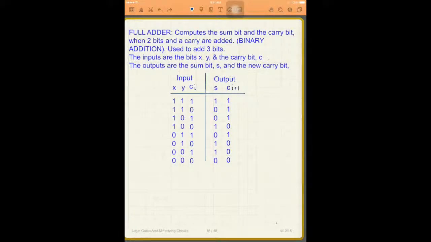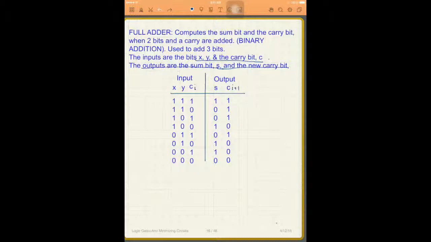And now this is the full adder. This computes the sum bit and the carry bit when 2 bits and a carry are added. So this is binary addition again. It's used to add the 3 bits. The inputs are x, y, and the carry bit c. So you have something that you're carrying in to that. The outputs are the sum bit, which we'll call s, and the new carry bit, which we'll call c sub i plus 1.